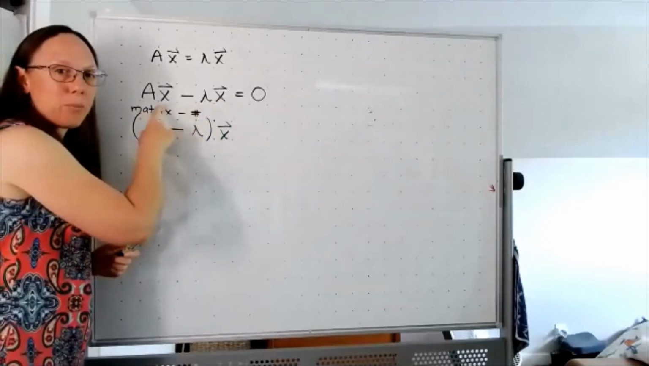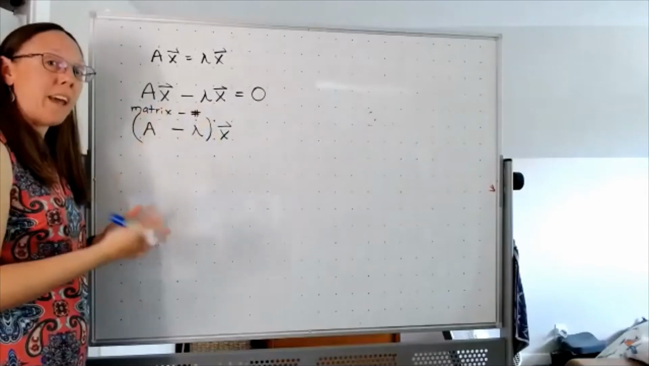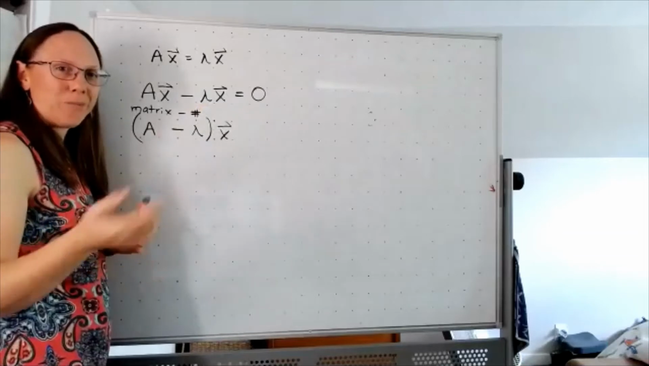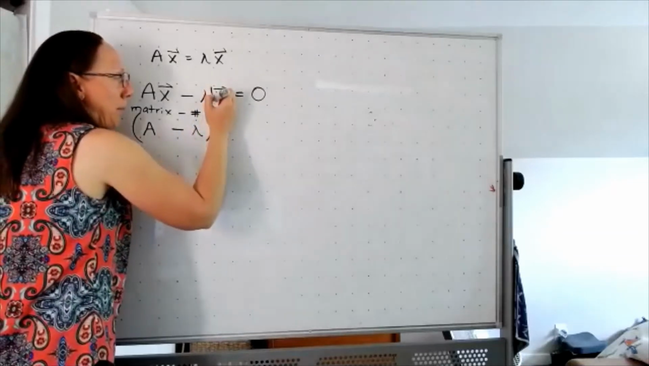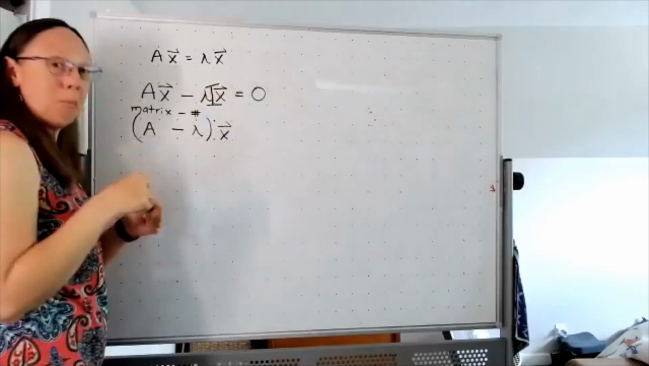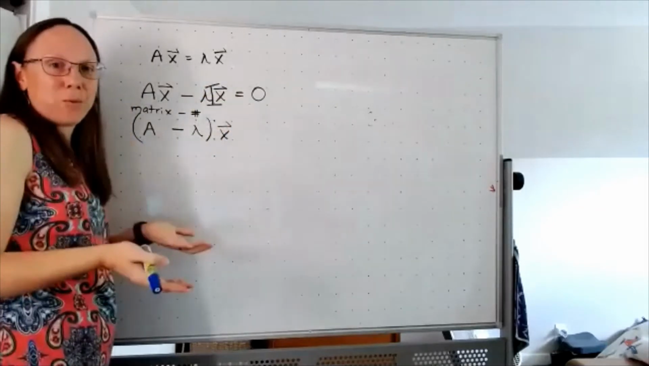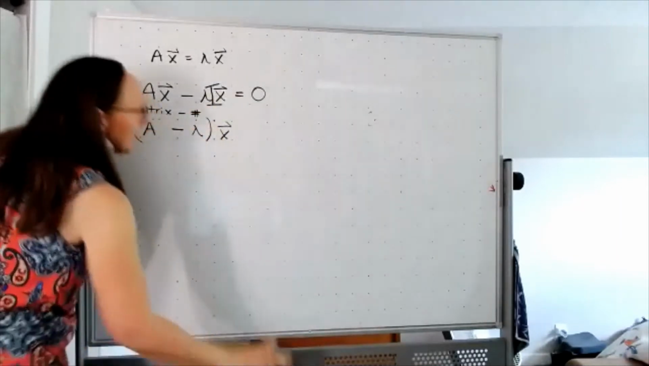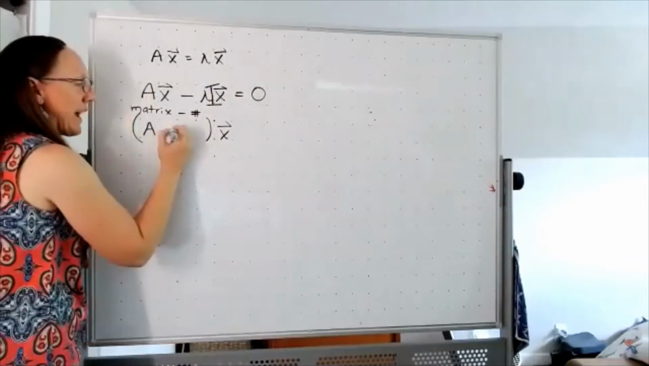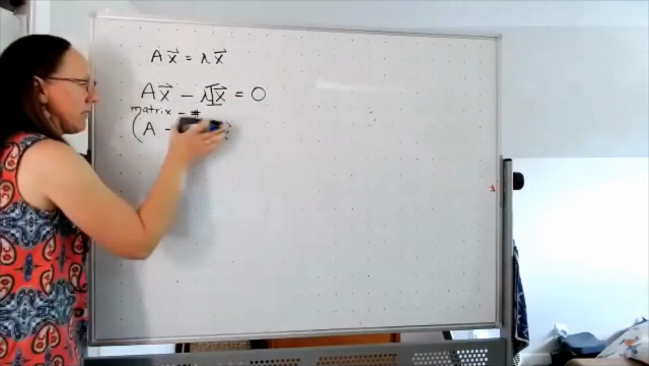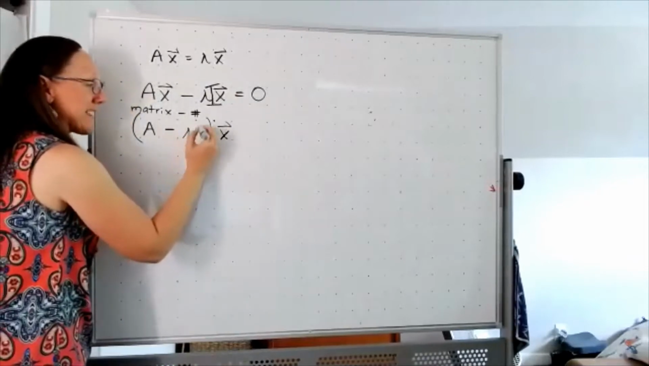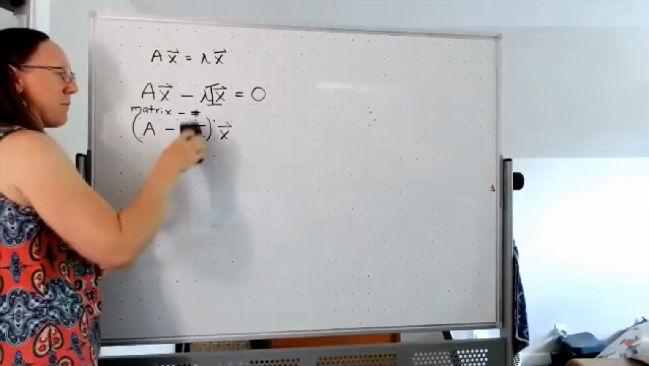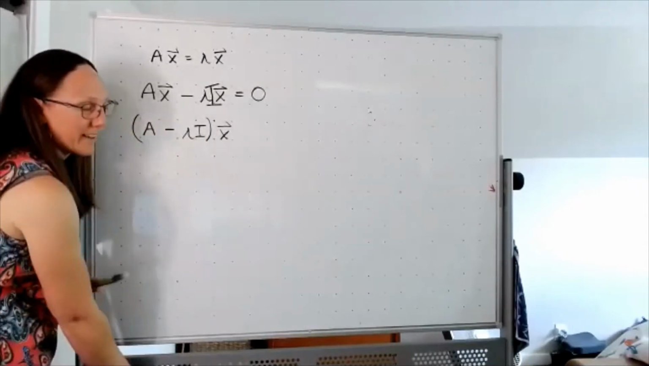I can't subtract a number from a matrix, but what we can do is come back up to this step and say, oh, hey, when we multiply by the identity matrix, we don't change the problem. It's kind of like we multiplied by 1. And by putting the identity matrix in there, when we factor, we don't have that problem, because lambda times the identity matrix is a matrix as well. So now when I do a matrix minus a matrix, we get an answer.